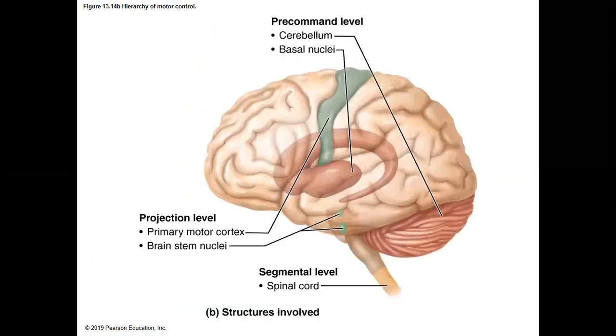And then now zooming in, saying, hey, what are we looking at here? Segmented level, right? That's the spinal cord. Projection level, primary cortex, brainstem nuclei, and then the pre-command level, cerebellum, basal nuclei. Now these, you need to know your parts.